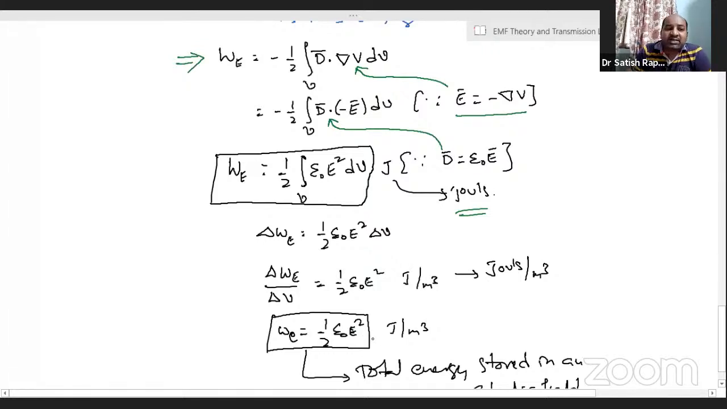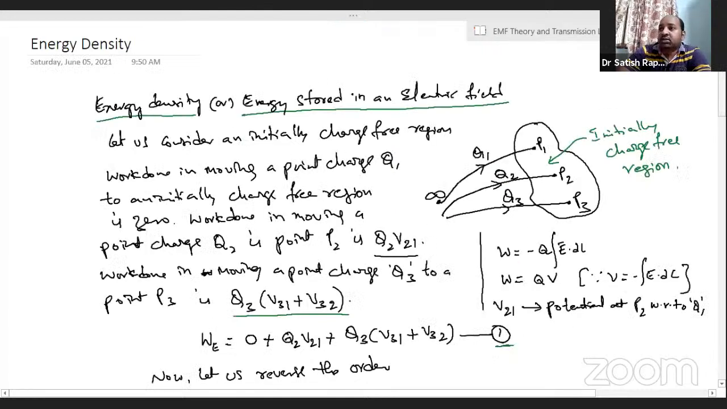So the energy density stored in an electric field is half epsilon naught E square, right? So number of times this question was asked: prove that the energy stored in an electric field is half epsilon naught E square, right? Like that the questions were given. So with this we have completed energy density.